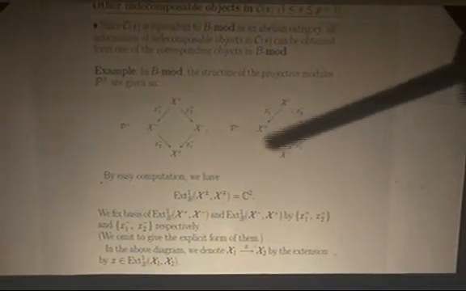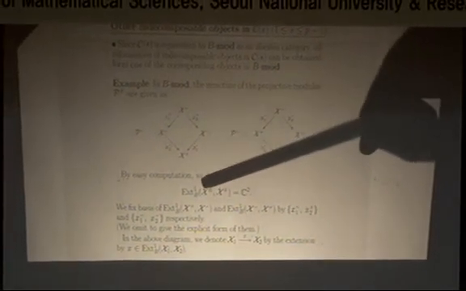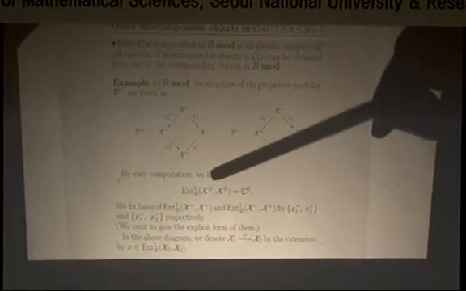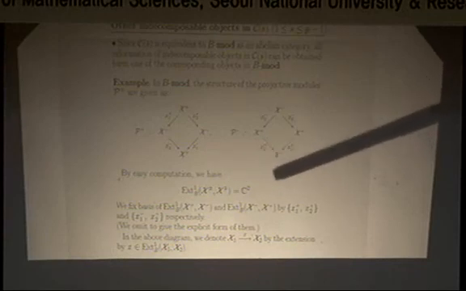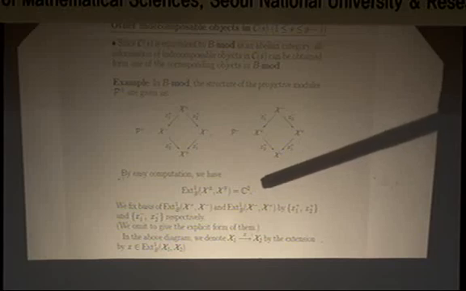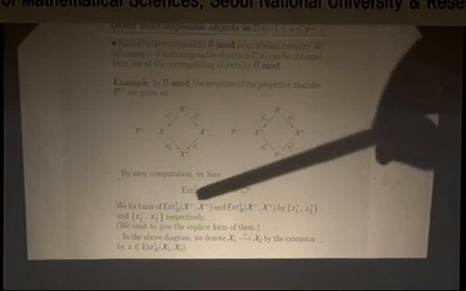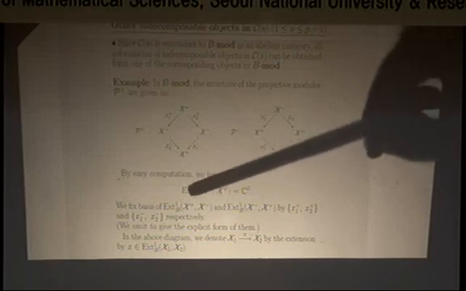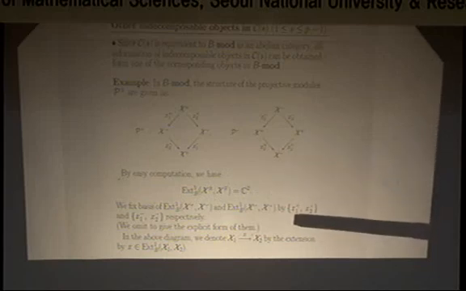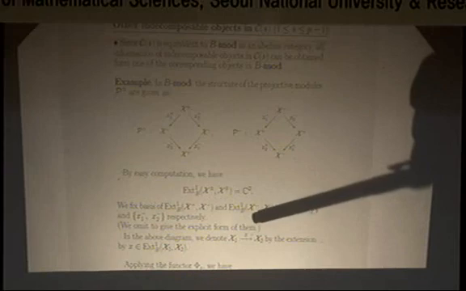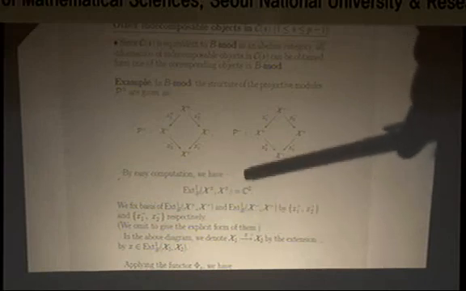By easy computation, we have the extension Ext^1 from X plus minus to X minus plus, which just has dimension 2. So we fix a basis of Ext^1 from X plus to X minus and X minus to X plus by small x1 plus, x2 plus, and x1 minus and x2 minus, respectively. We omit to give the explicit form, but these are 2-dimensional.